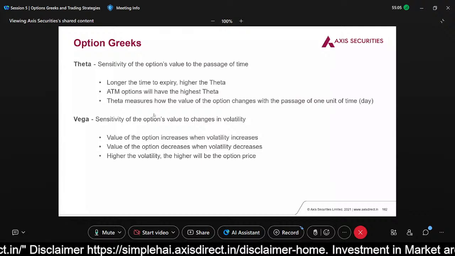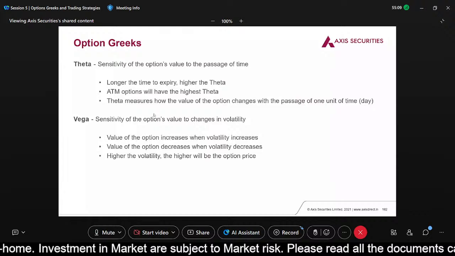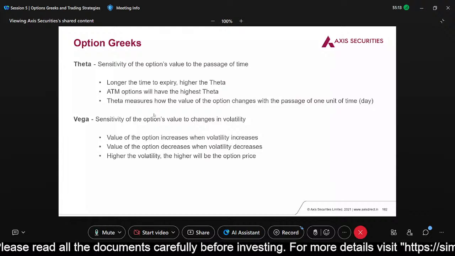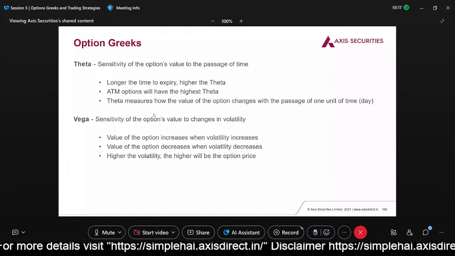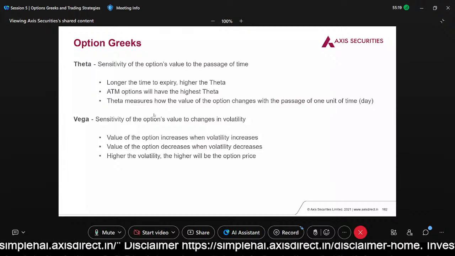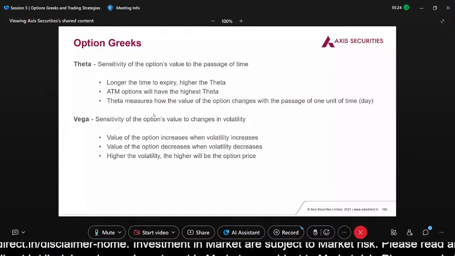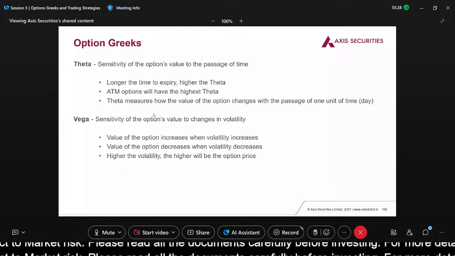So guys, this is what Vega is all about: the rate of change in the option price with regards to the change in volatility. What happens when volatility increases, and what happens when volatility decreases? So simple. When volatility increases, the option price increases; when volatility decreases, option prices shrink. This is what it is, right?